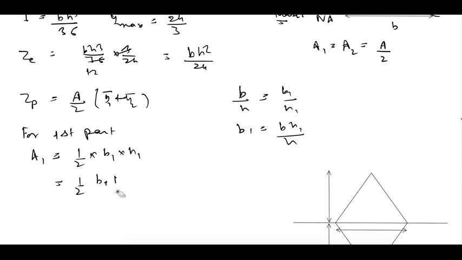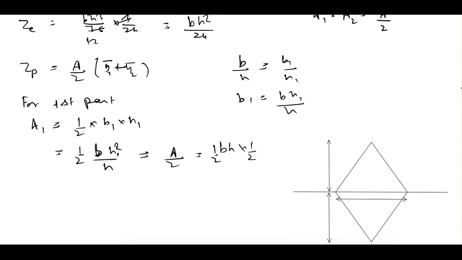b, we are going to replace, so half b h1 square upon h, and this area is also equal to total area by 2, and that is equal to 1 by 2 into bh into 1 by 2, that is the half of the total area. And so from here h1, if you calculate this, this will cancel out, b will also cancel out, so h1 is equal to h by under root 2 from here.